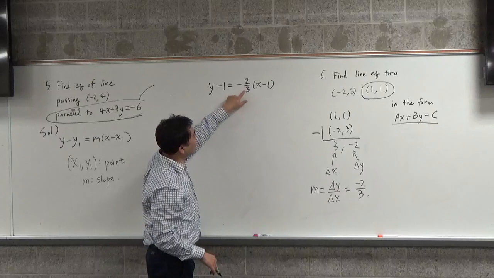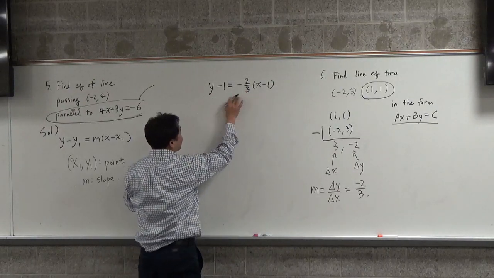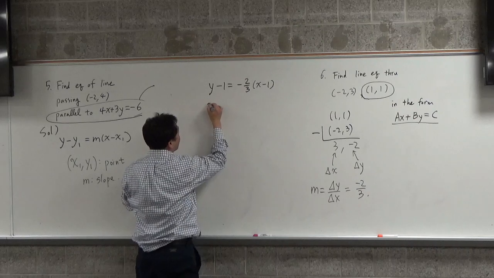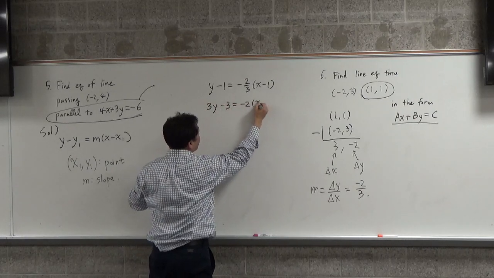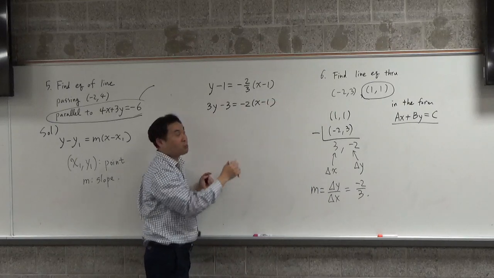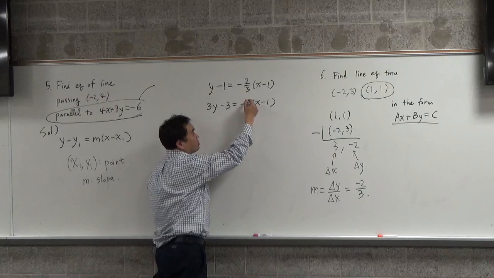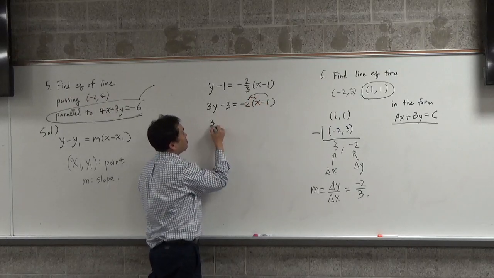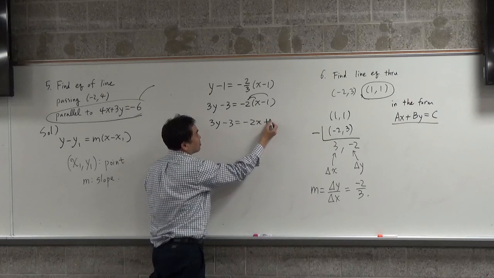First, get rid of the denominator, okay? So step one, get rid of the denominator. Same thing, multiply by 3. You get 3y minus 3 equals negative 2x minus 1, right? The 3 is gone. The 3 is multiplied to the left. It's gone. And then you expand this out. You get 3y minus 3 equals negative 2x plus 2.